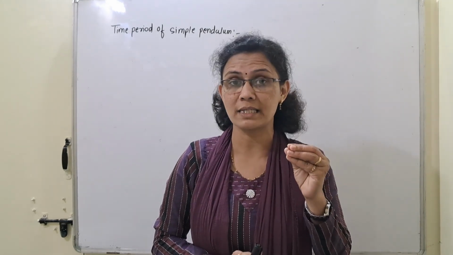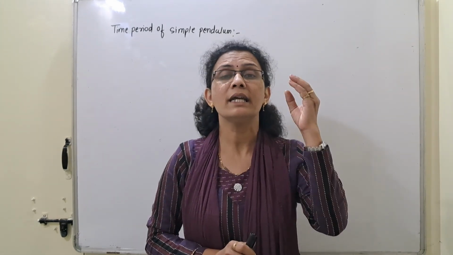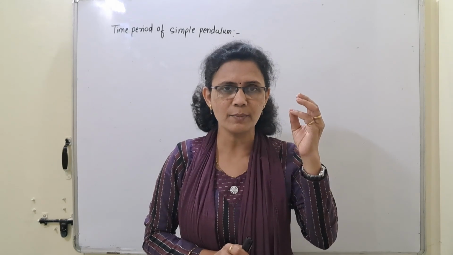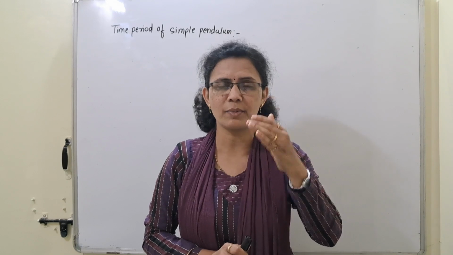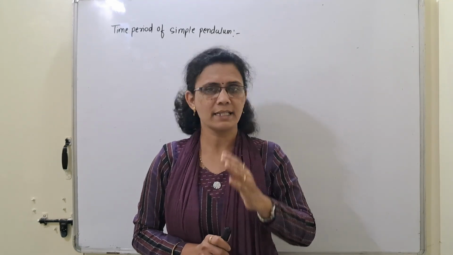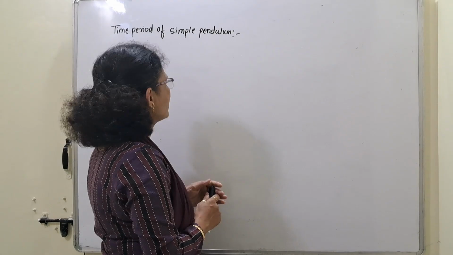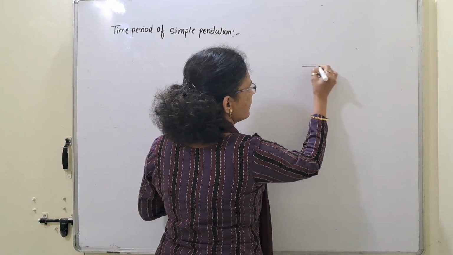A simple pendulum is an assembly in which a heavy particle is suspended by an inextensible, massless and flexible string. That heavy particle is suspended by that string. So to derive the time period of a simple pendulum, first we will consider the diagram.